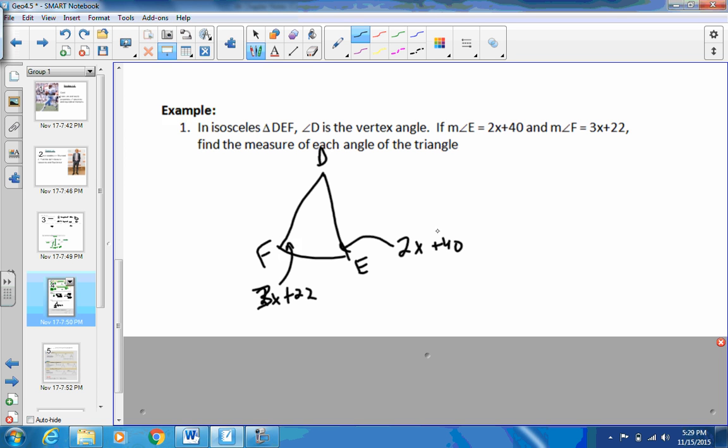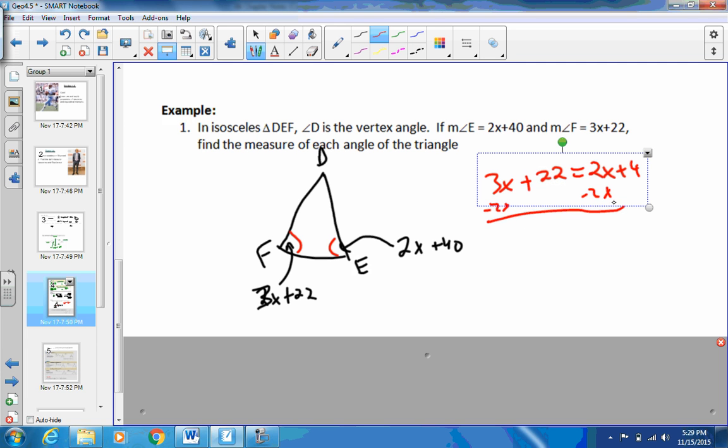So let's find the measure of each angle of the triangle. So let's just first solve for x. Let's set those two equal to each other, since those two have to be congruent if they're the base angles. So 3x plus 22 equals 2x plus 40. Subtract 2x from both sides. Oh, we just have x alone. Plus 22 equals 40. Minus 22 from both sides. You're left with x equals 18.